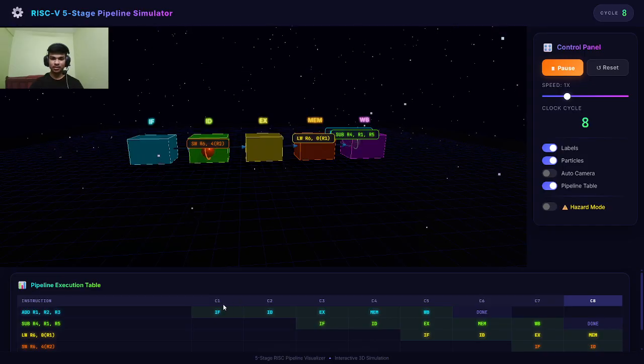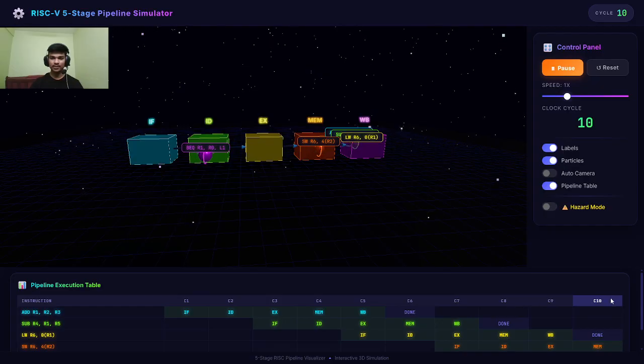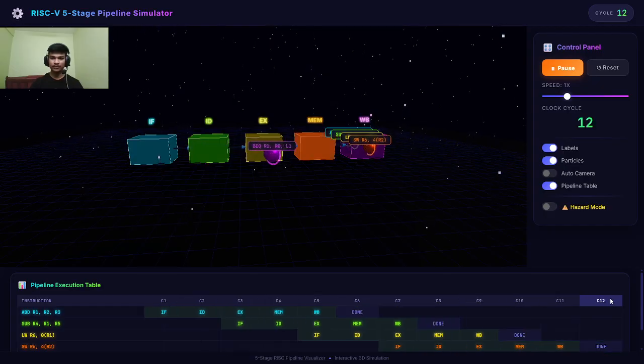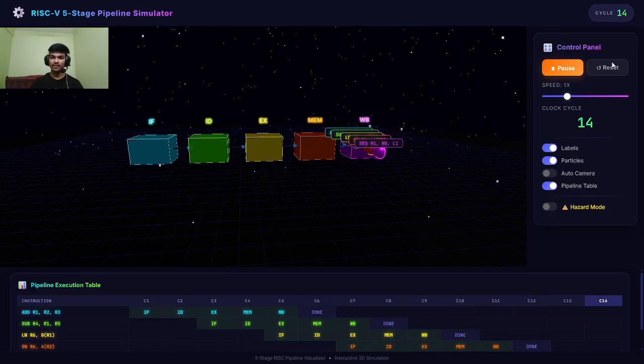Here is the clock cycle table. It will display the total number of clock cycles needed to execute the program. Here also you can see how many total cycles are needed. Okay, so all the instructions are executed, and here we can see that a total of 14 cycles are needed to execute this program.